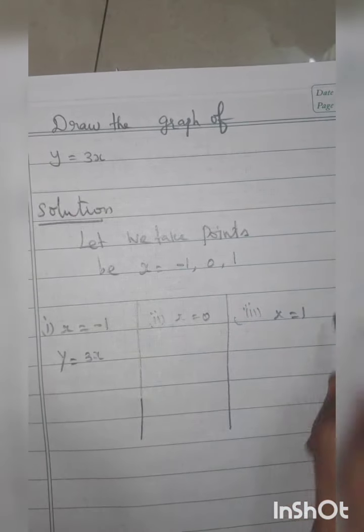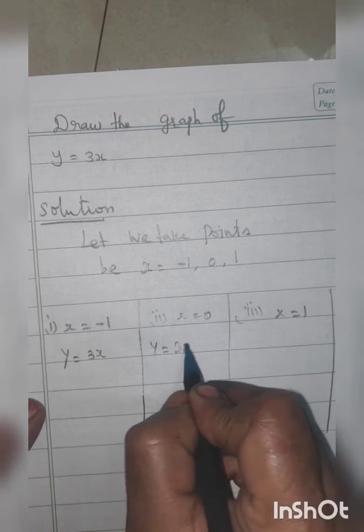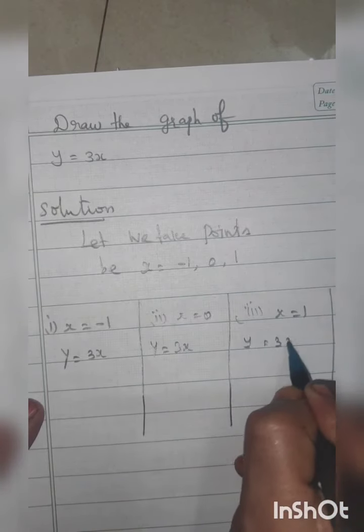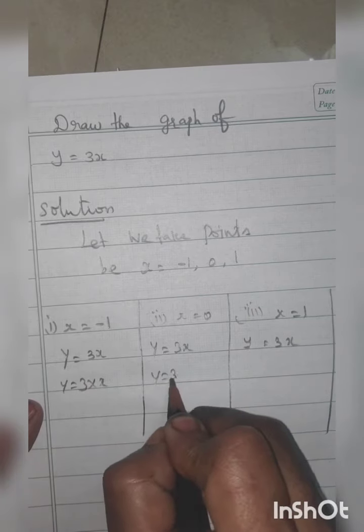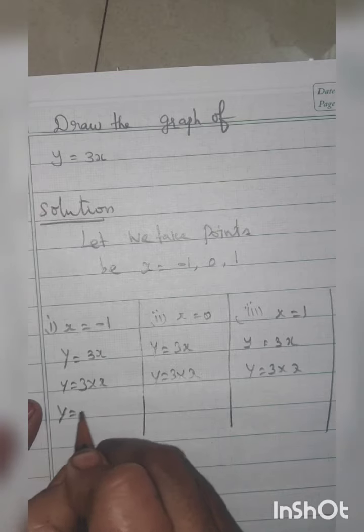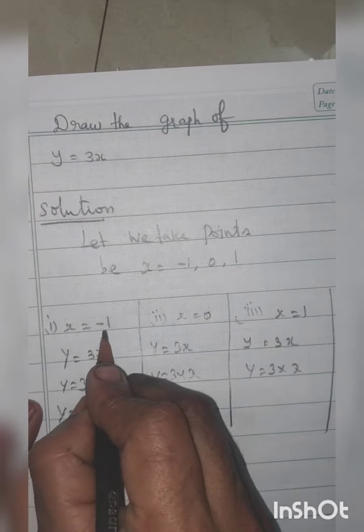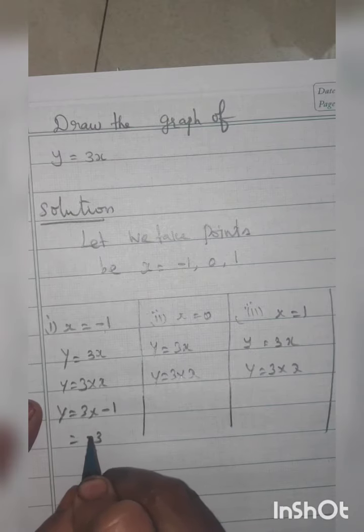Very easy, listen. y equal to 3x, here also write y equal to 3x. What is the meaning of 3x? y equal to 3 into x. What is the x value? Minus 1. So substitute here. Multiply the numbers, 3 times 1 is 3, so minus 3.